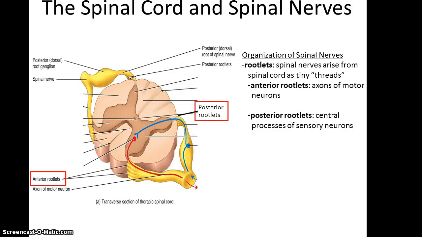All right, so the organization of the spinal nerves. Well, when they first leave or go into the spinal cord, they are called rootlets. So they're like these tiny little threads coming off of the spinal cord. The anterior rootlets are axons of motor neurons, so they're sending signals to cause something to happen, while the posterior rootlets are basically for sensory neurons, so they're bringing a signal into the spinal cord.